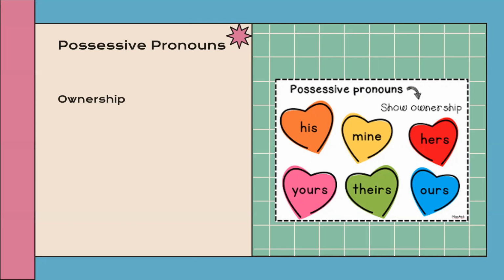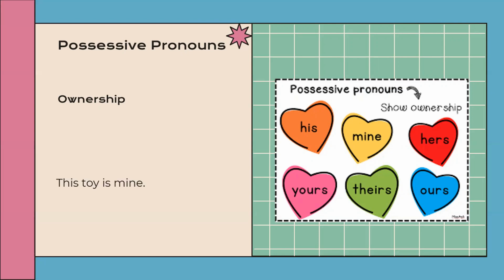The writer does not want the readers to get bored by repeating the noun over and over again. So therefore, the writer uses pronouns in order to replace the nouns. So one type of replacing the noun is through using the possessive pronoun.